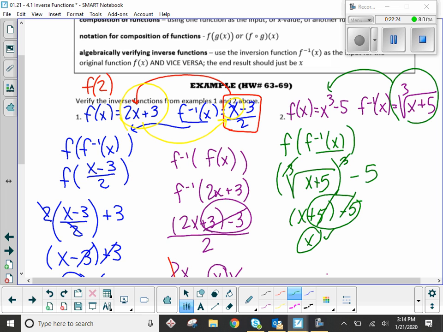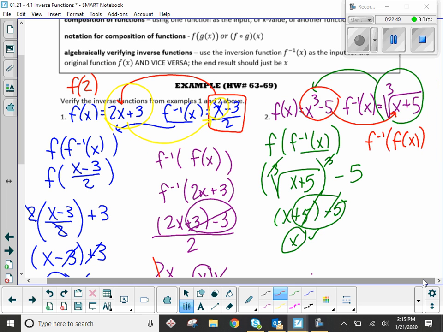Are we done? No, there's a whole second thing. Now you have to do the vice versa part. So the vice versa part says now you take this function and plug it into that one, where that x is. That notation looks like this. Take the original, plug it into the inverse. This one you have to be careful on.